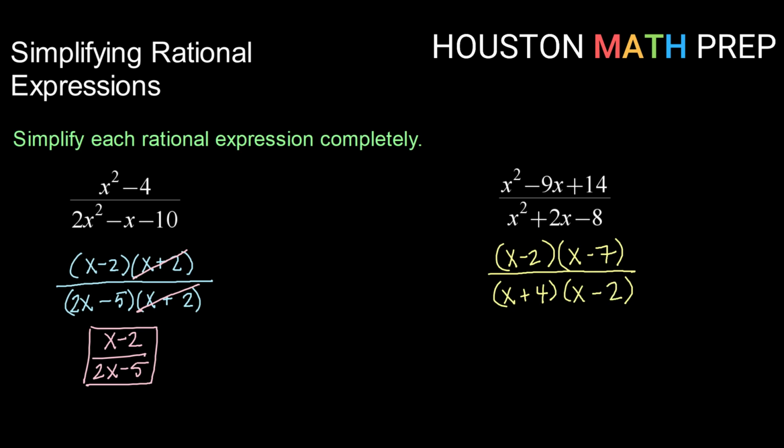So here I notice again that I have repeated factors. I have x minus 2 in the numerator and x minus 2 in the denominator. So I'll cancel those out and I'll be left with x minus 7 over x plus 4. So my fully simplified version here is x minus 7 over x plus 4.